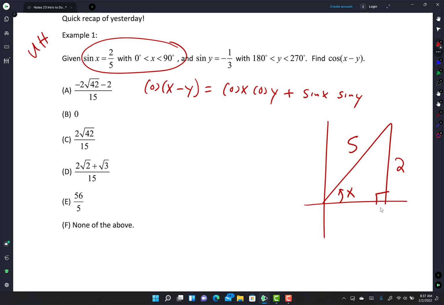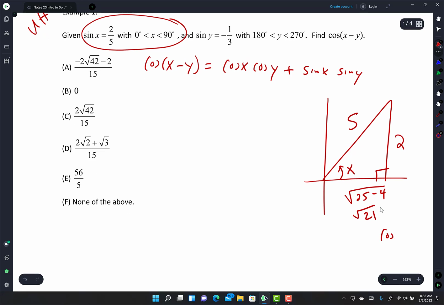Does that make sense? So I know that's been an issue because sometimes they're like, well, I don't know if I should add or subtract. If they give you the hypotenuse and you're looking for a missing side, you're going to subtract. What's 5 squared? 25. What's 2 squared? So the square root of 25 minus 4, leave it as square root of 21. Let's see, 7, 3. Nope, doesn't break down. Leave it alone. Cool? All right, so from that one, we're going to get cosine x. I'll write cosine x here on the side. Cosine x is square root of 21 over 5.